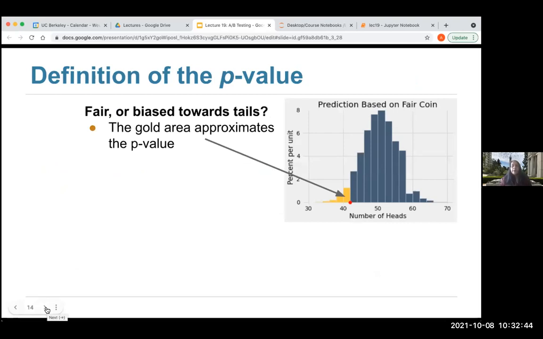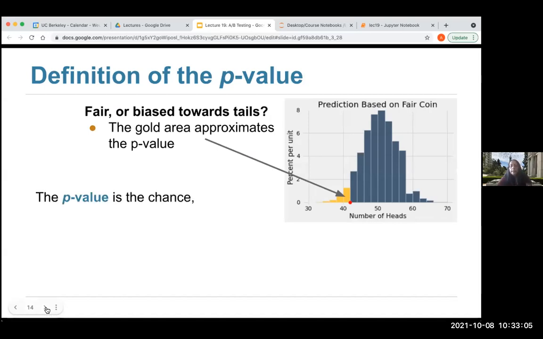Okay, so that gold area is called the p-value. It has a more jaw-breaking formal name, but we won't go into that. It's in the textbook if you want. So because you will be computing that tail area, you have to be able to refer to it. It's called the p-value. So what is it? It is a chance.